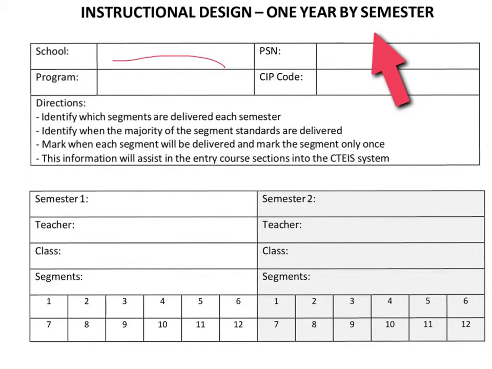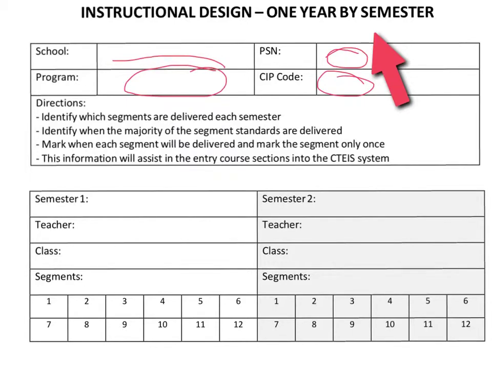then the PSN. And by the way, the program serial number is found on Navigator under My Programs. So when they go there, they can find that number. They don't have to wait for you. The name of the program and the CIP code. The CIP code is in that same place as the PSN.